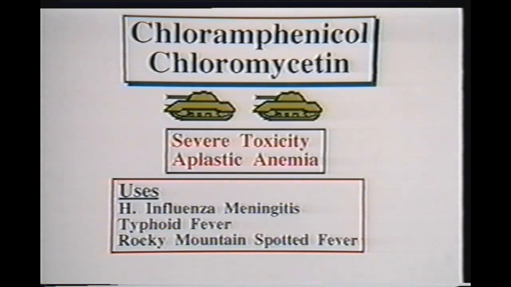This is used in cases where other antimicrobials are ineffective. So we can use it in Haemophilus influenza meningitis if it's not responding to the other drugs. Typhoid fever, Rocky Mountain spotted fever that doesn't respond to the tetracyclines, for instance. But it is very toxic. We said aplastic anemia. So you'll see that being given only in severely ill people who do not respond to other medications.